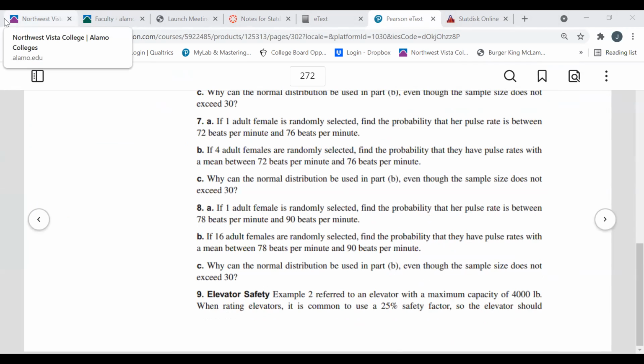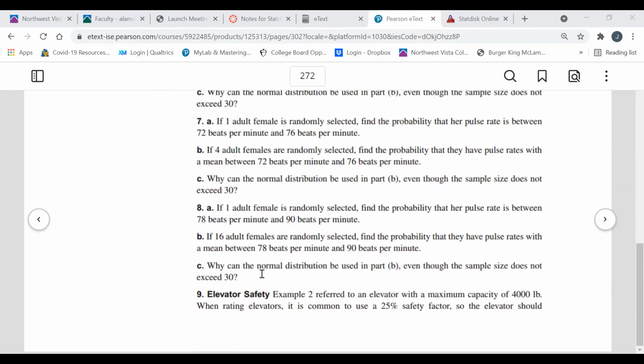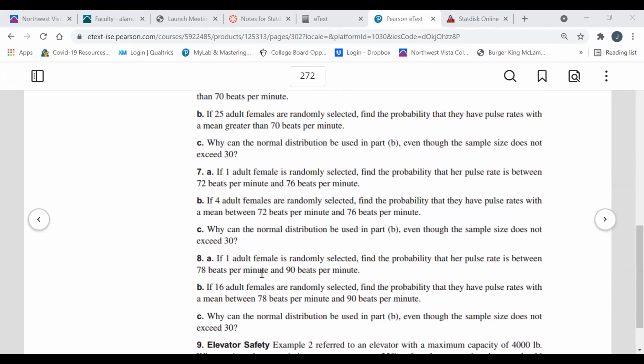Again, what is your mean? What's your standard deviation? My mean is still the same. I got to go back up here. There's my mean, 74. Standard deviation is 12.5. For part A, it says: if one adult female is randomly selected, find the probability that her pulse rate is between 72 beats per minute and 76. All right, there's your probability statement. It's in between, so I put P(72 < X < 76).